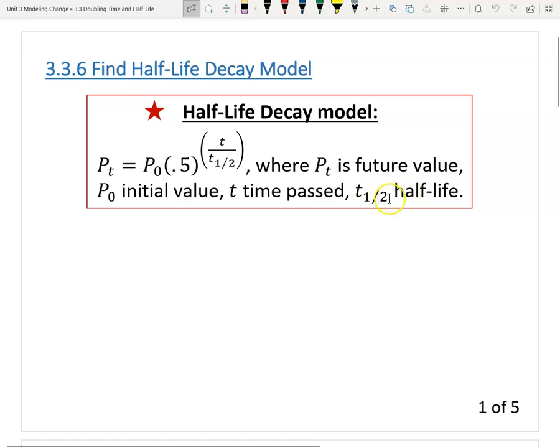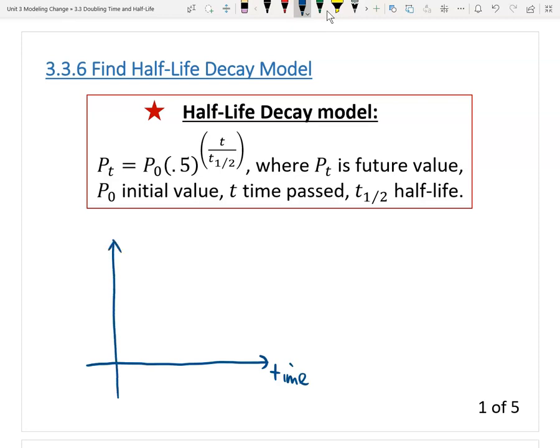Let me draw a graph to show you the definition of the half-life. Let's draw a Cartesian system first. If this is the time t, and the y coordinate, let's put here, which is the origin here. So this is the mass or the future value. Now let me put the beginning.